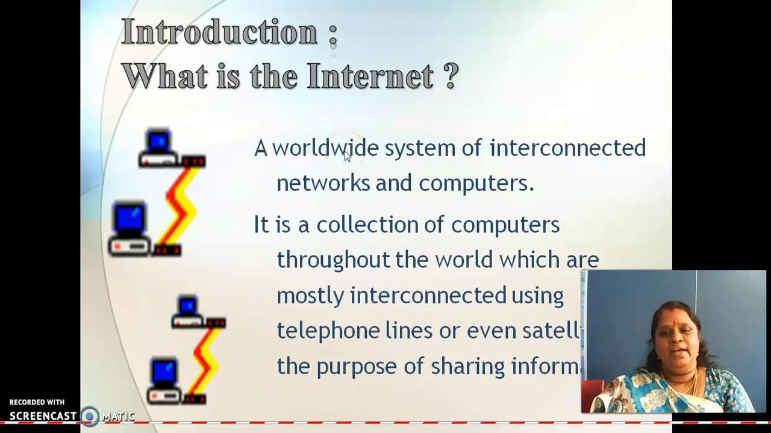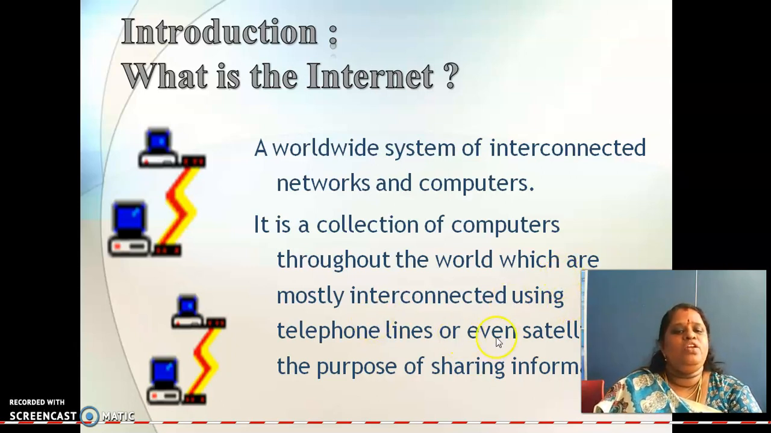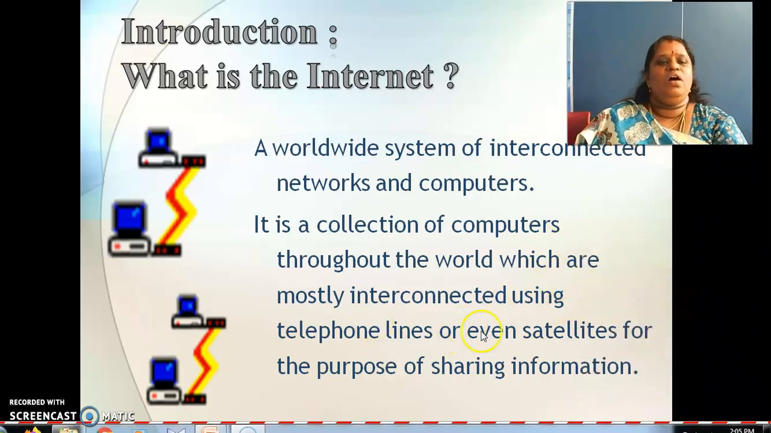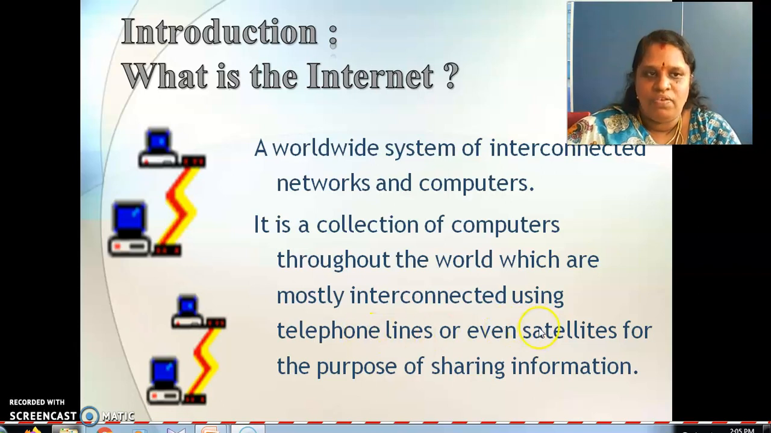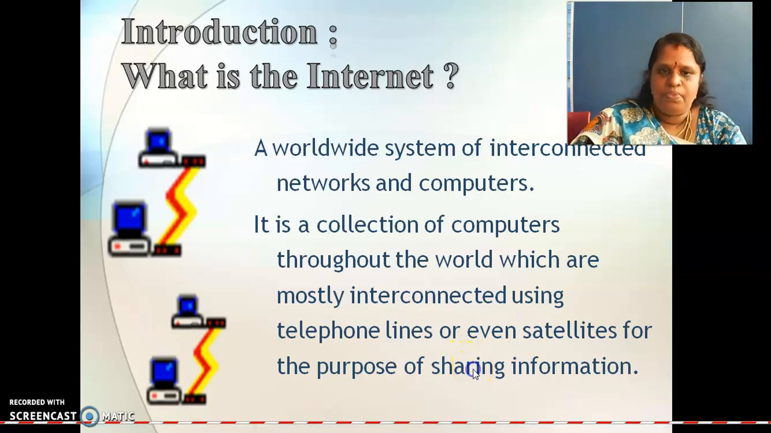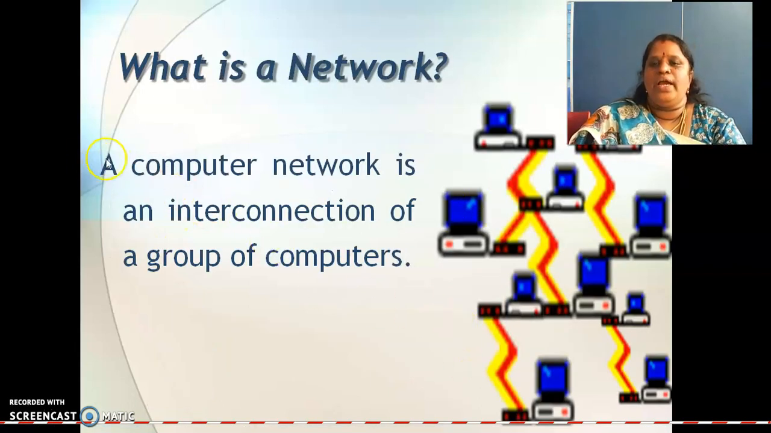So what is an internet? It is a worldwide system of interconnected networks and computers. It is a collection of computers throughout the world which are mostly interconnected using telephone lines or even satellites for the purpose of sharing information. So, internet is called a global computer network where we can exchange our information, calls and ideas through the internet. Okay. The next one is, what is a network? A computer network is an interconnection of a group of computers.